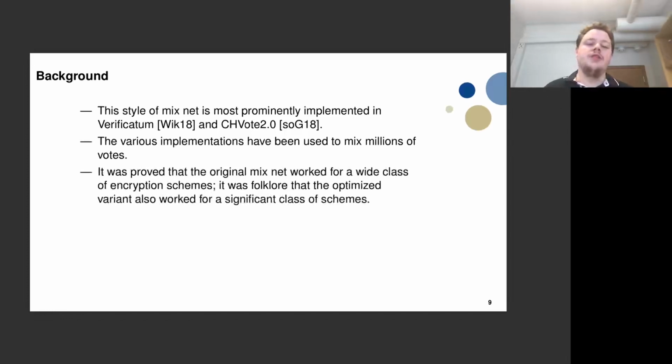Now, it was proved that the original mixnet worked for a wide class of encryption schemes, and it was folklore that the optimized variant also worked for a significant class, but an exact claim and proof had never been given previously.